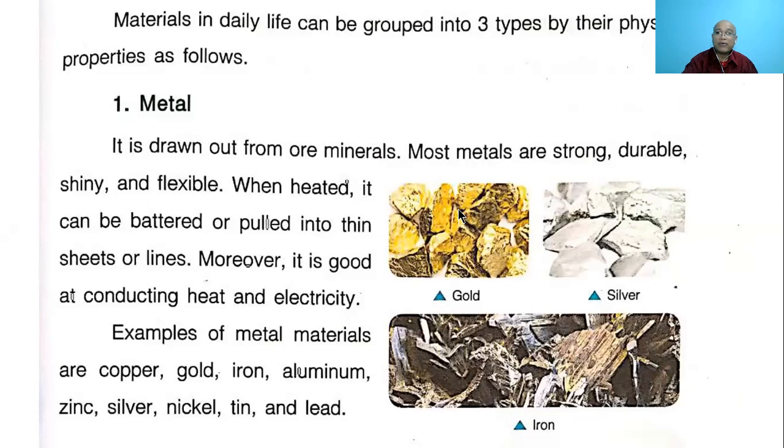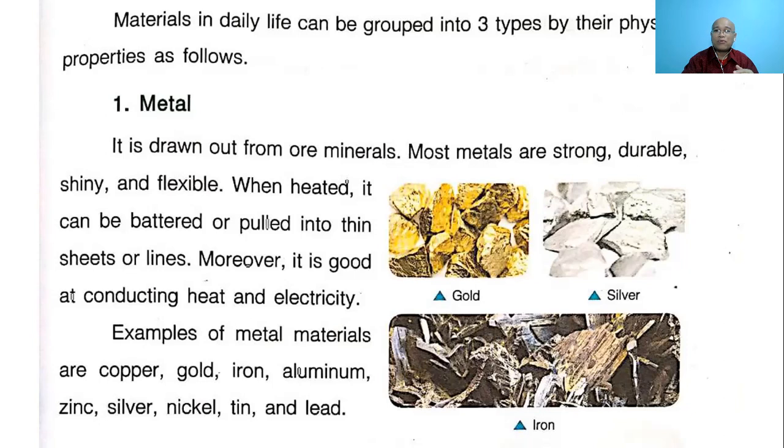Now look, materials in daily life can be grouped into 3 types by their physical properties as follows. I mentioned already about metal. And so what about metal? Now, metal is drawn out from ore minerals. You see the ore minerals? Most metals are strong, durable, shiny, and sometimes flexible. You can bend it.